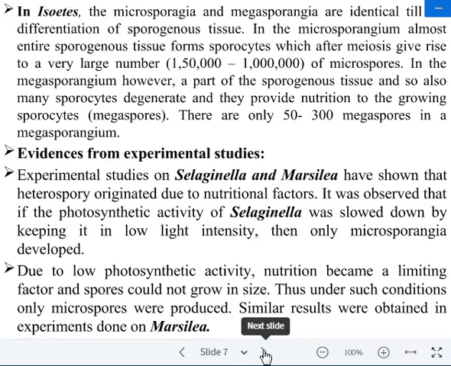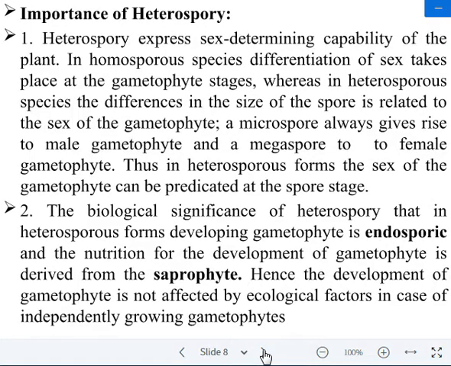तो मार्सिलियम और सिलेजिनेला में दोनों में एक्सपेरिमेंटल कंडीशन से ये देखा गया कि यदि प्लांट को आप कम लाइट इंटेंसिटी में रखेंगे तो फोटोसिंथेसिस रेट कम होगा, फूड कम बनेगा, तो उसमें माइक्रोस्पोर ही प्रोड्यूस होंगे, मेगास्पोर प्रोड्यूस नहीं होंगे। तो नाउ आई विल डिस्कस विद यू द इम्पोर्टेंस ऑफ द हेट्रोस्पोरी इन प्लांट. Heterospory expresses the sex determining capacity of the plant.